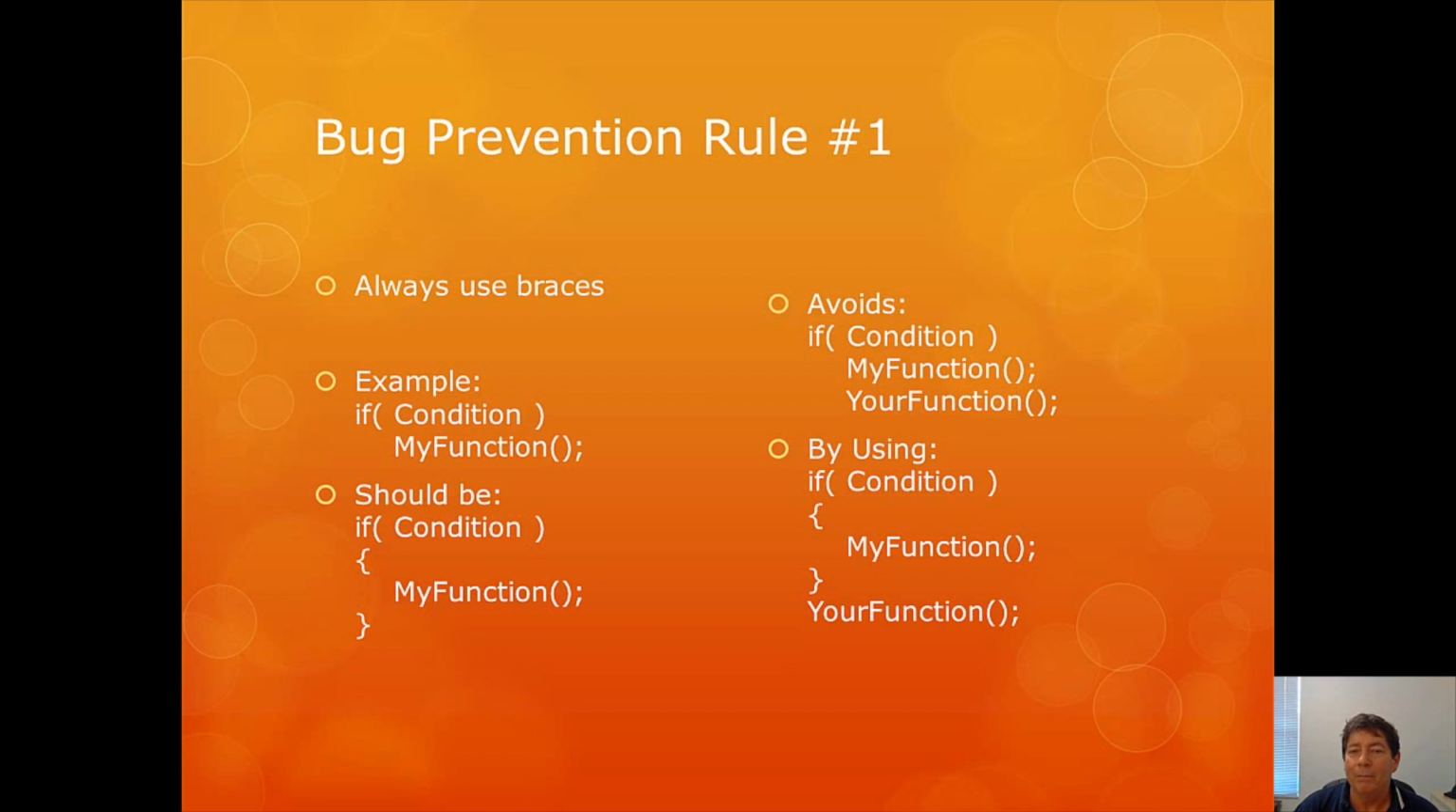Well, let's take a look at the next example. If condition, next line, my function, which is indented, and then the next line, your function, which is indented. Notice that at first glance, it's hard to tell which function is in response to the if statement and which one isn't. Okay, so if you use if condition open curly, my function close curly, followed by your function, there is absolutely no way you can misread that.